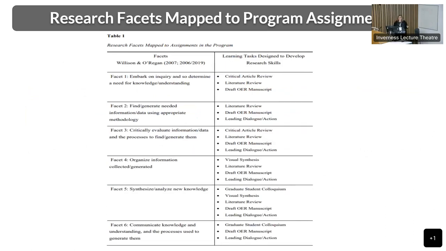When we were designing this program, we took those initial ideas and we compared them to Wilson and O'Regan's facets of development of research skills. So we knew from the original initial design our expectations, like what we expected we would see. So when they did this, this is what we hoped we would see. What we didn't anticipate was the increase in skill development as a result of course number three, when I used both educational practices. So that was interesting.